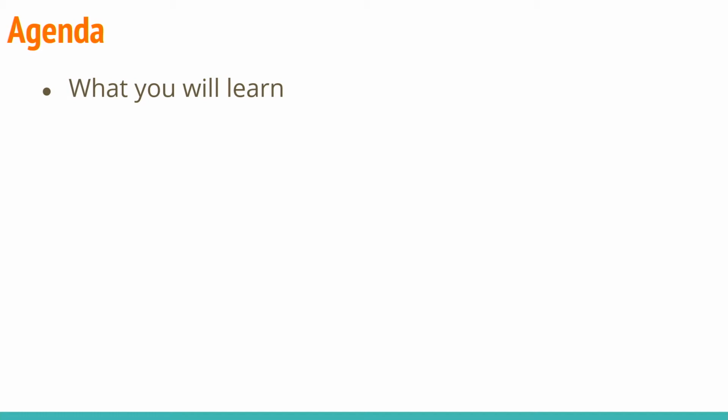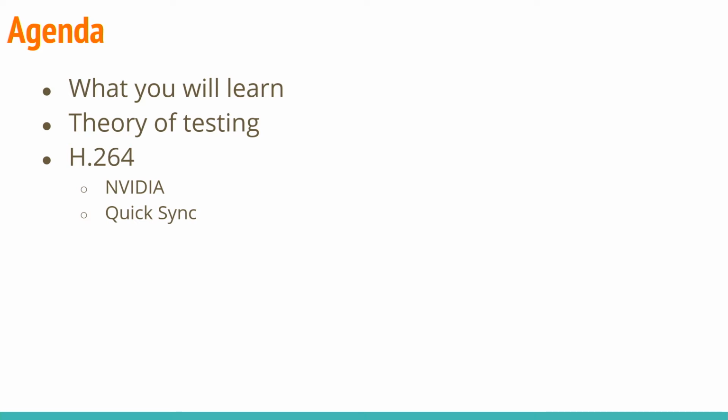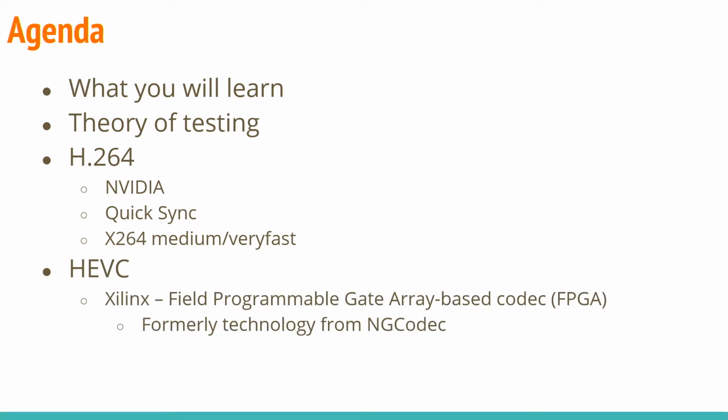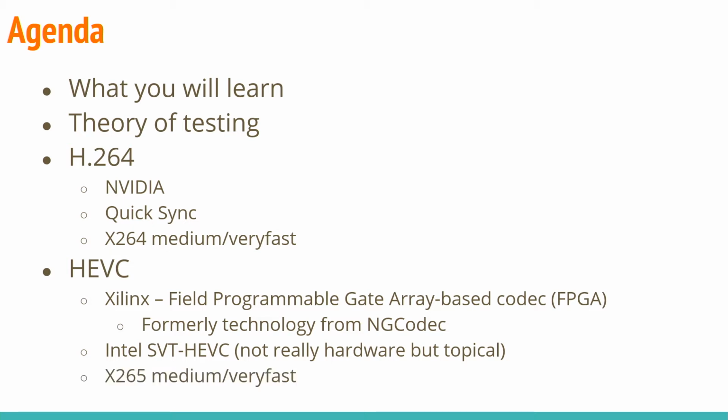So here's the agenda for this class. It's an hour long. We've got 97 slides. I'm in a hurry. I want to cover what you will learn, the theory of testing, and then we'll look at H.264 results, including NVIDIA, Intel QuickSync, and then kind of the baseline, X.264 medium and very fast. And then we'll look at HEVC, and there we'll cover what used to be the NG codec solution, now it's the Xilinx solution. We'll cover Intel SVT HEVC, which is not really hardware, but it's kind of topical because it's newly announced and it's from Intel. And again, as a baseline, we'll look at X.265, both medium and very fast.